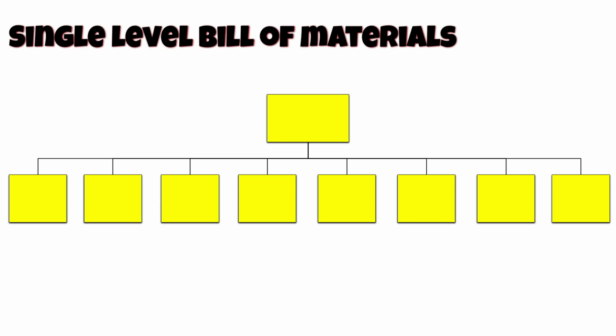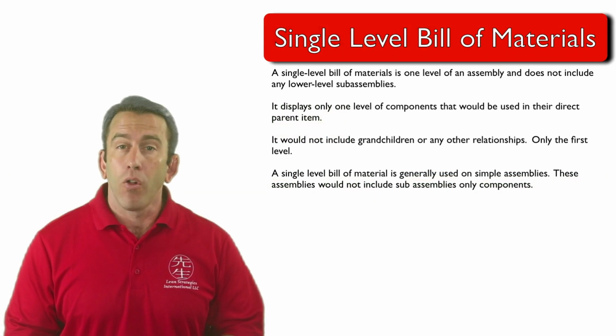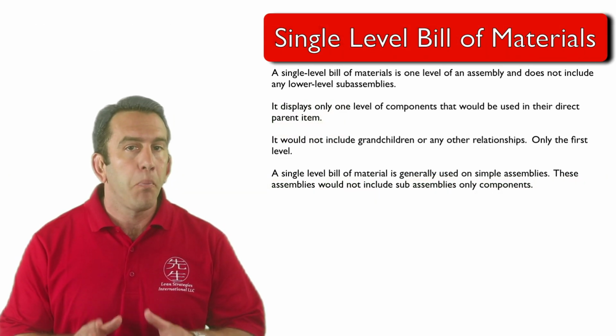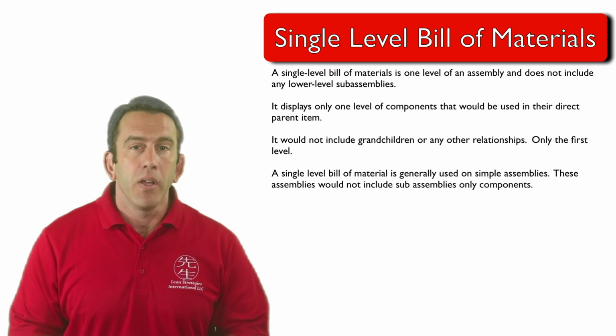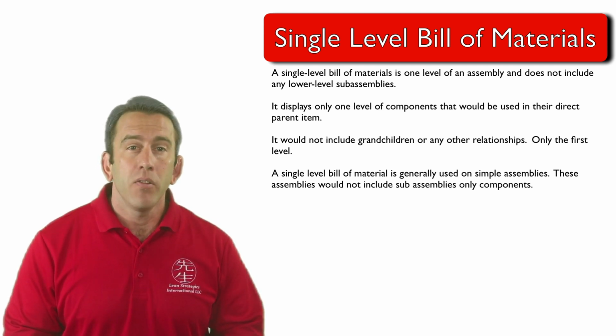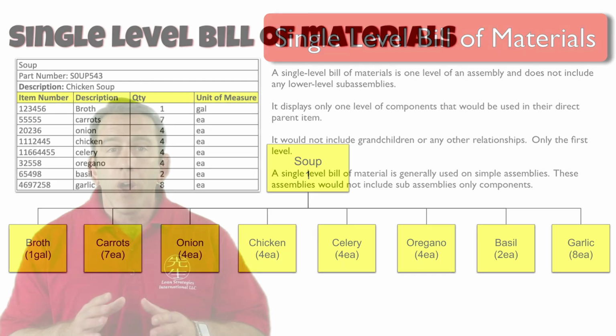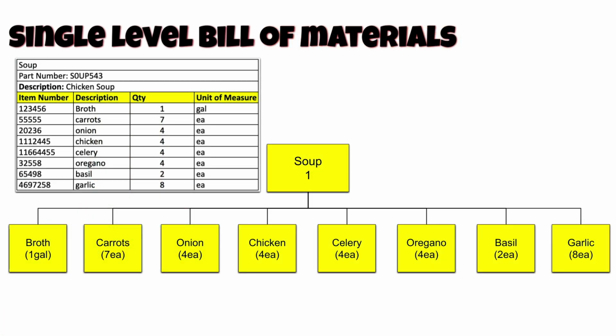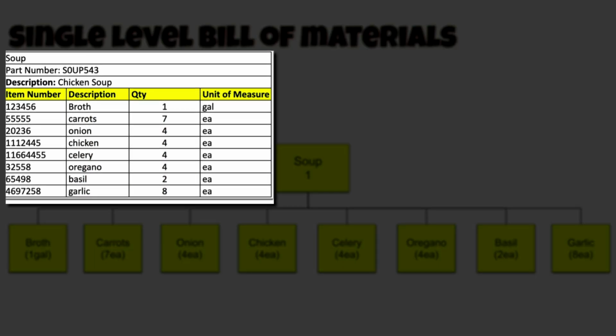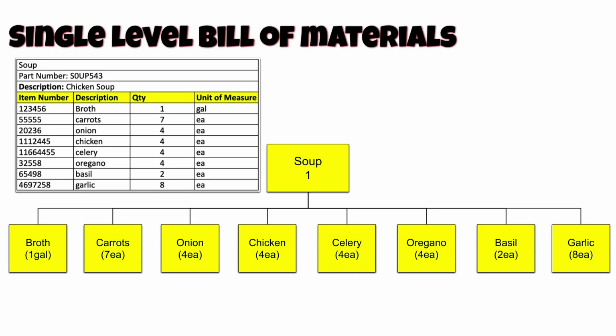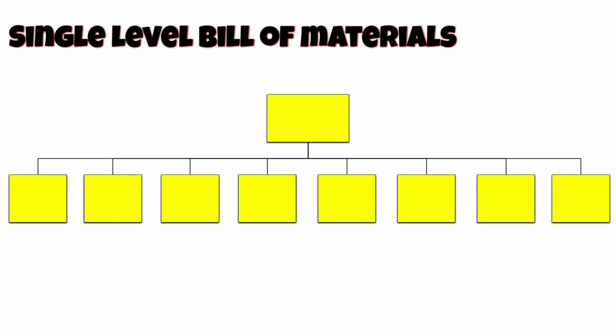Only the first level. A single-level bill of material is generally used on simple assemblies. These assemblies would not include sub-assemblies, only components. One layout of the single-level bill of materials is a document that contains every part that would be used in the build of the item. The listing would also be in order as there is only one single level. In a product tree format, you would only see one level down.